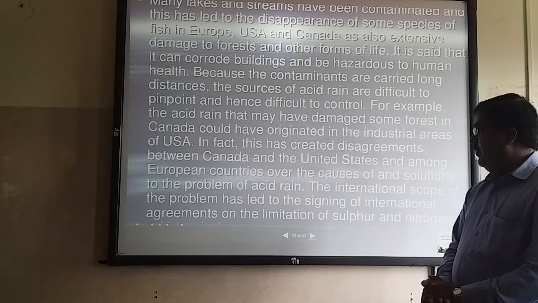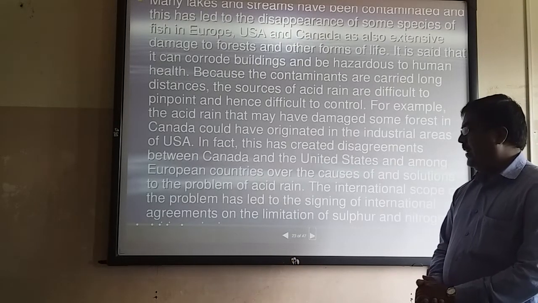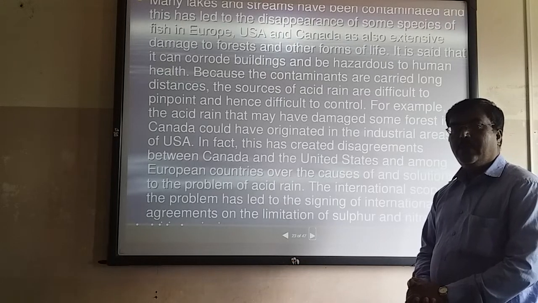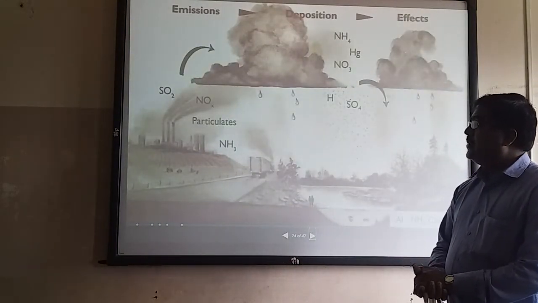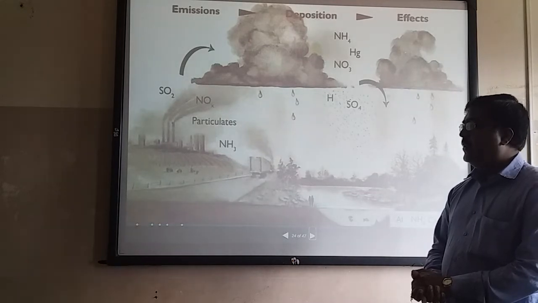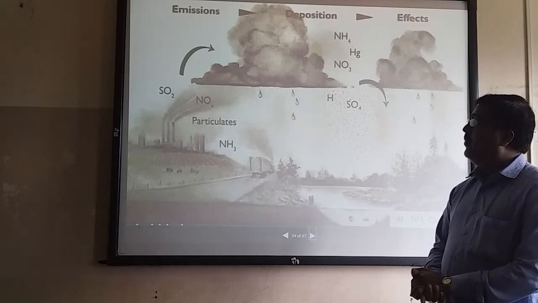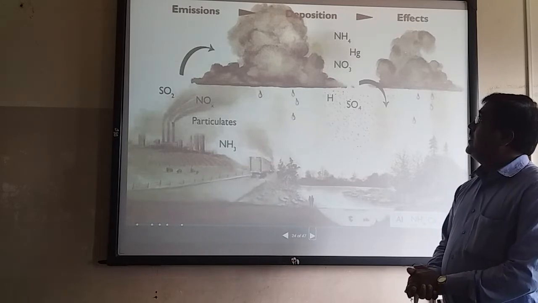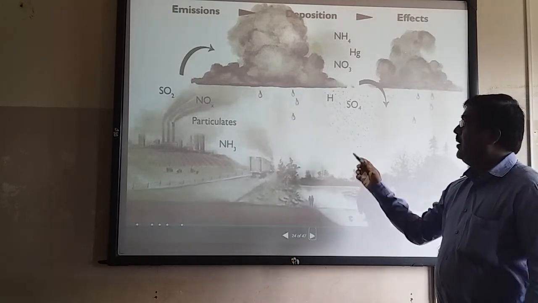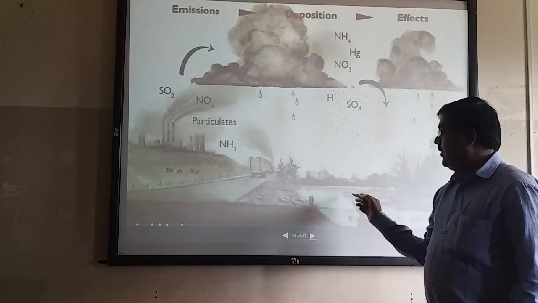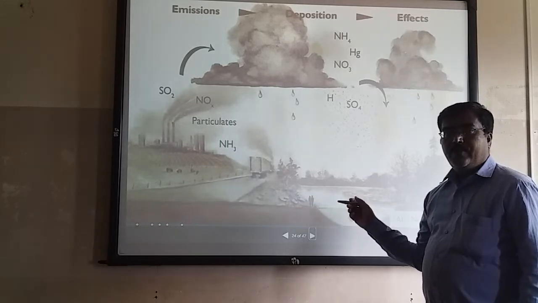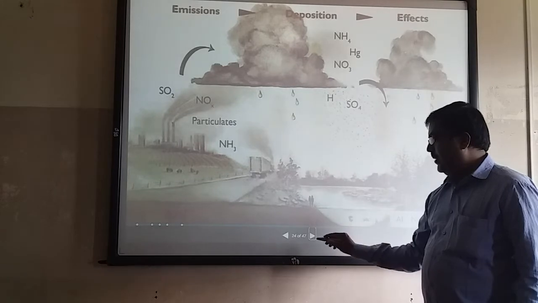The international scope of the problem is related to signing an international agreement on the limitation of sulfur dioxide. Especially nitrogen dioxide and sulfur dioxide are highly poisonous to our health, hence we can avoid them. So look at the picture here. Especially from industries and vehicles, sulfur dioxide and nitrogen dioxide are formed in the form of fog. They can come down in the water as sulfuric acid and nitric acid. Whatever natural vegetation is there will also be polluted, and the vegetation will be lost from this area.